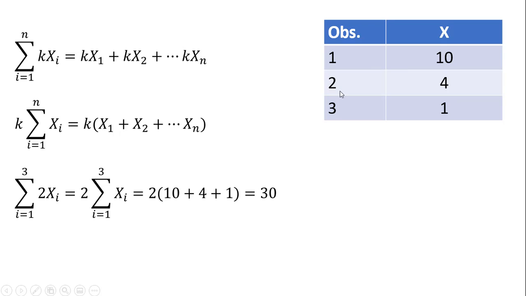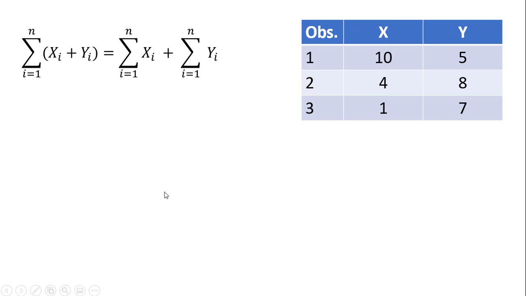So using our table here, we have 2 times x. Okay, so we're going to sum 2 times x from observation 1 through 3. We can bring the 2 out in front, and this would just simplify down to 30.